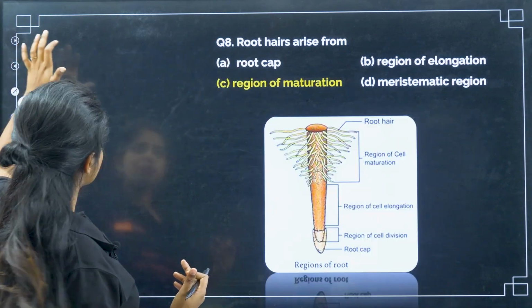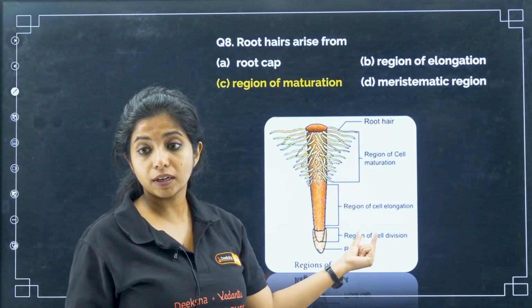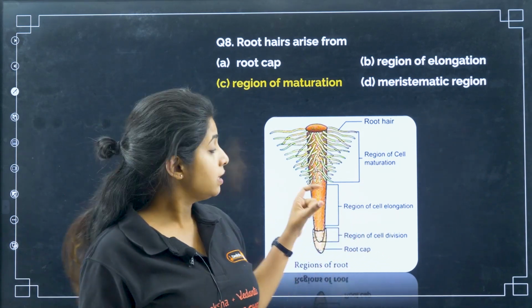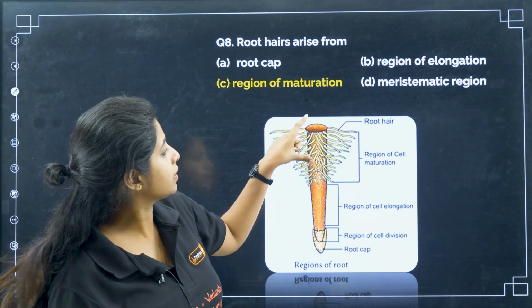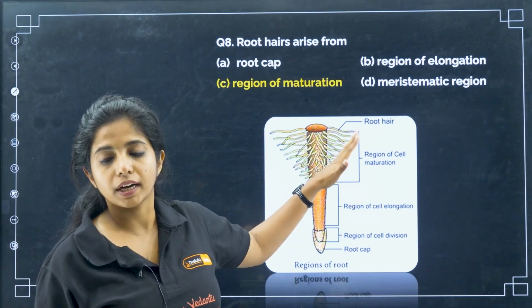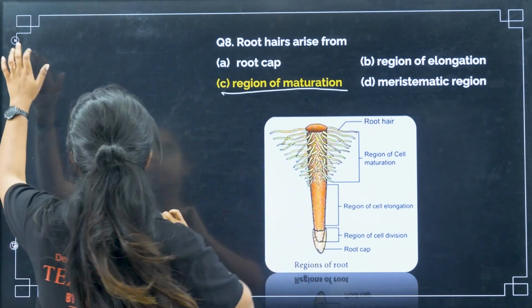And if you're worried about the picture, I am going to show you over here. This is the root cap, this is the root, the region of cell division, that means the meristematic region, where the cells actively divide. Then there is the region of cell elongation, and then the region of cell maturation. This is where you get the root hair from. Cool. So this becomes your answer.